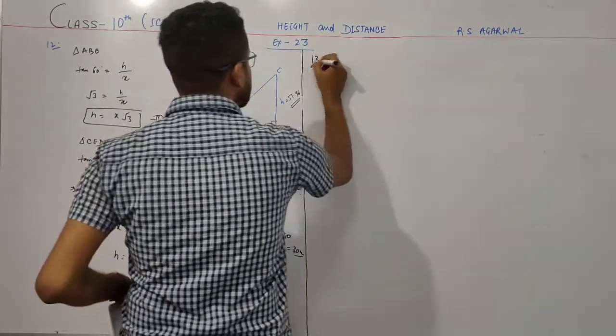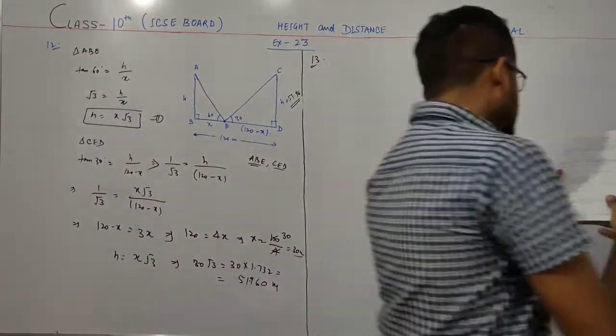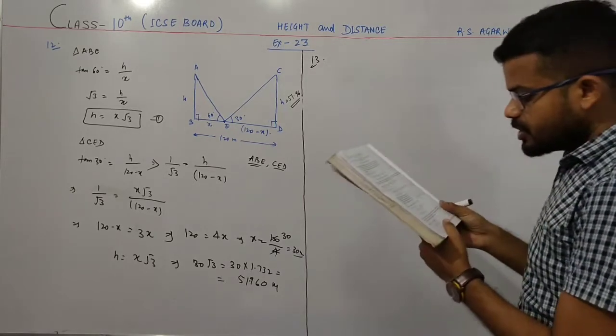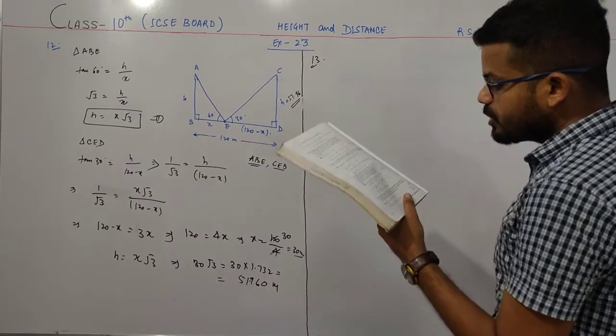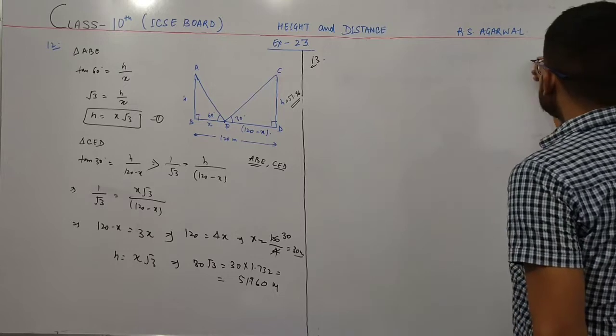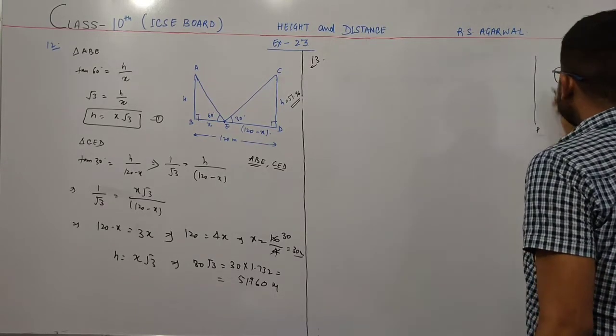Now come to question number 13. Question number 13: the angle of elevation of the top Q of a vertical tower PQ. This is the vertical tower, P and Q.